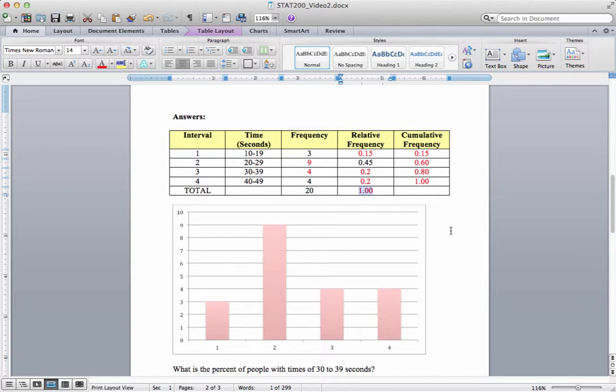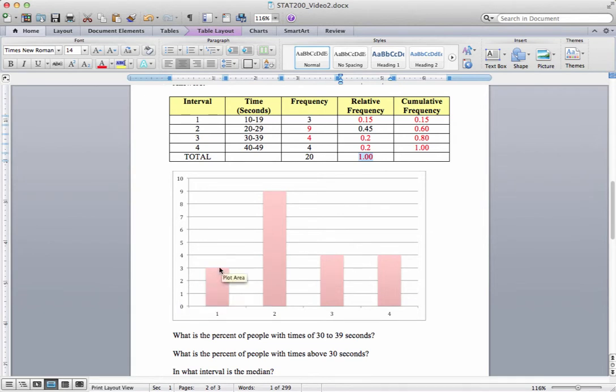Now let's look at the histogram. In the histogram, this is the plot. This can be done in Excel. There's a variety of programs online that allow you to do this. So let's look at some questions about analyzing this data.